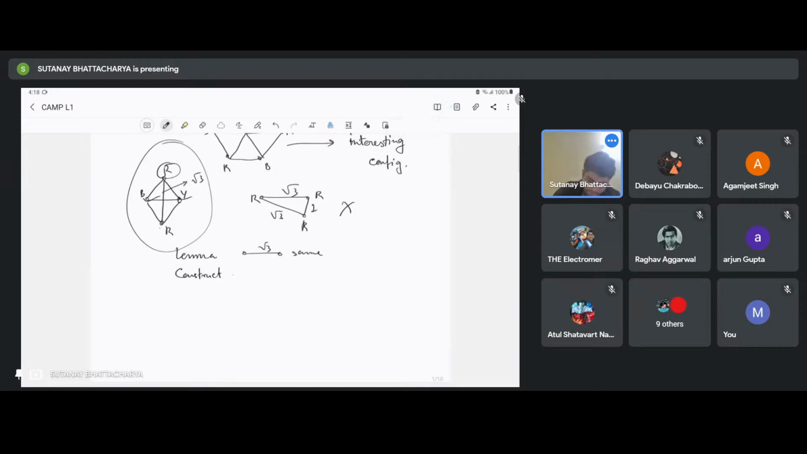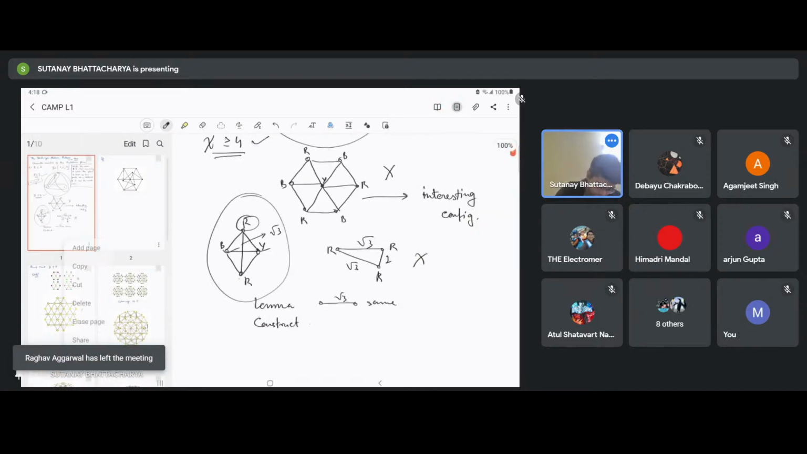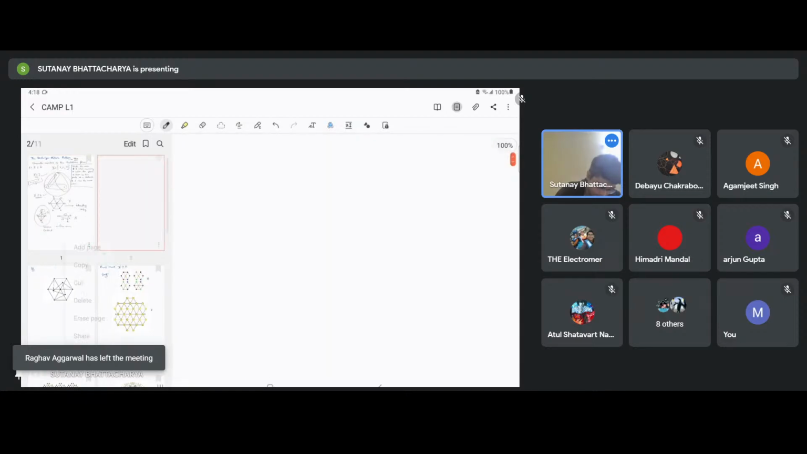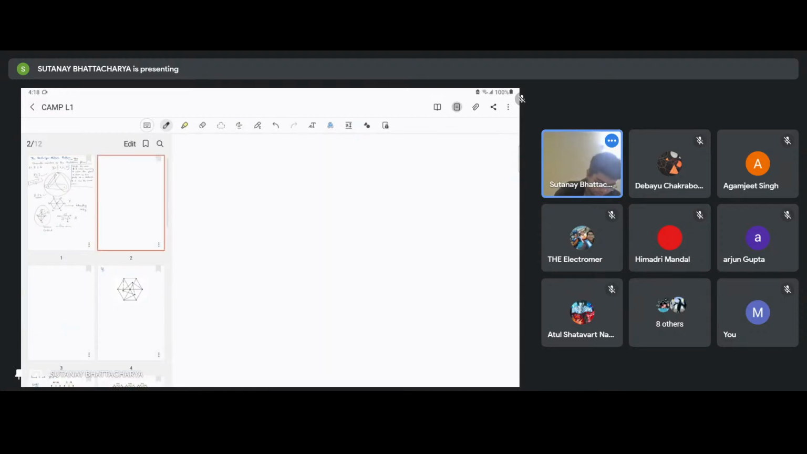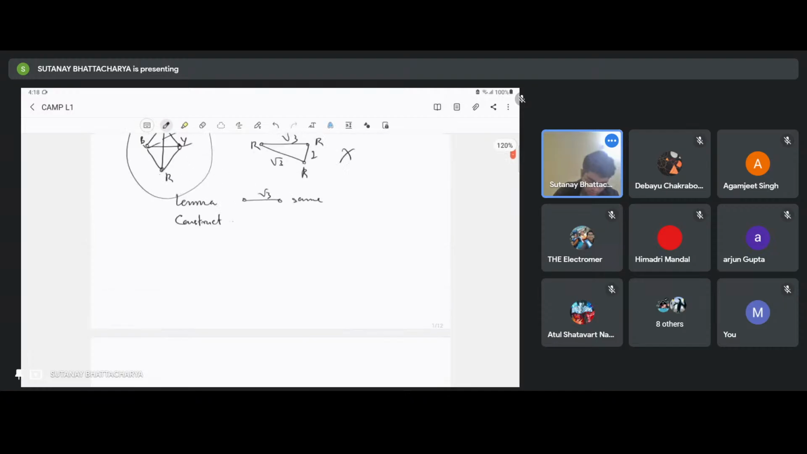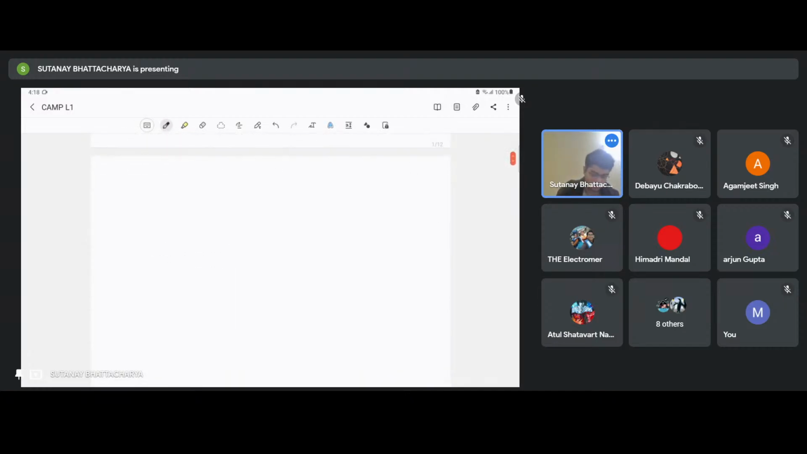Give me a second. Yes, we have enough pages now, so we don't need to worry about space. Yes. So how did we prove that root 3 gives same color again? So we took this configuration.